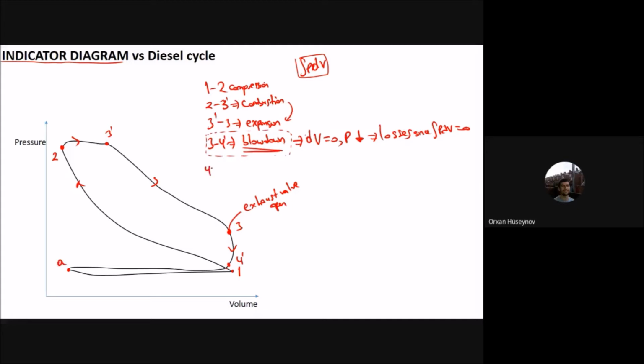Okay. And from 4 prime to A, you will have the exhaust stroke. And then from A to 1, you will have intake. How do I know that this one is intake and this one is exhaust? If I take this one as P_atm, for the exhaust, the pressure should be larger than 1 atm, because otherwise the combusted products cannot leave the system. So here you should have pressure above P_atm so that combusted products leave.